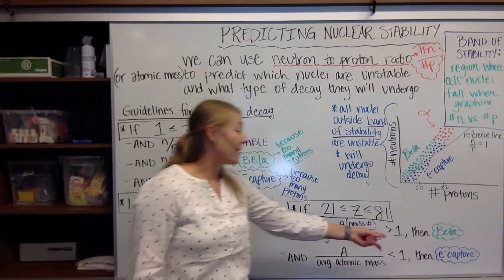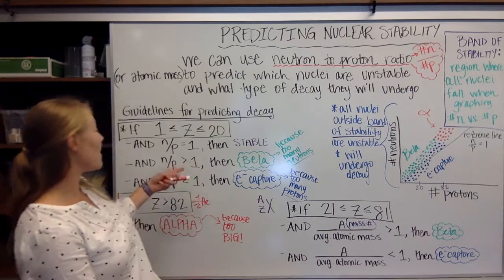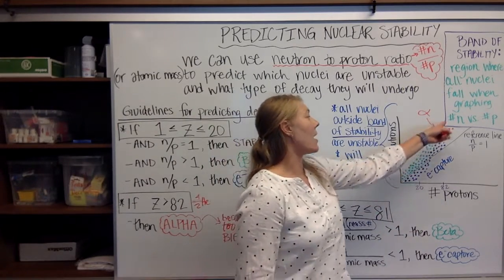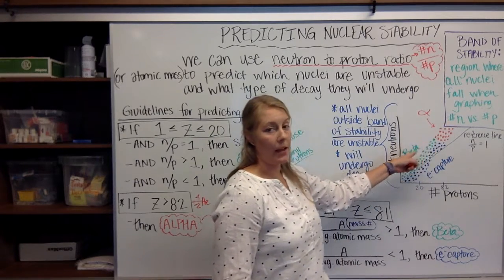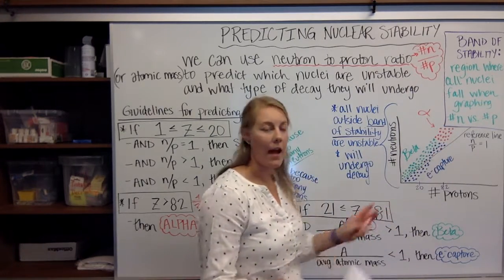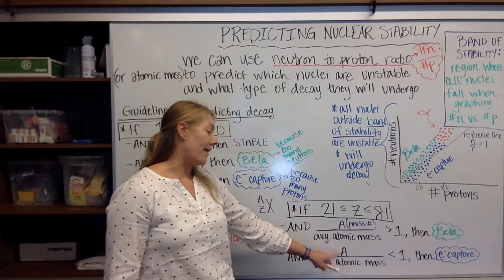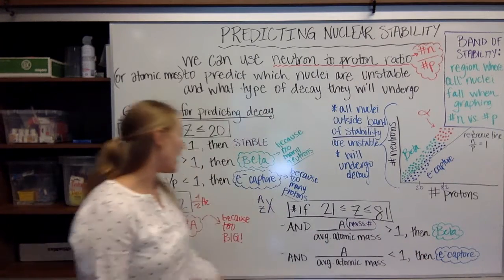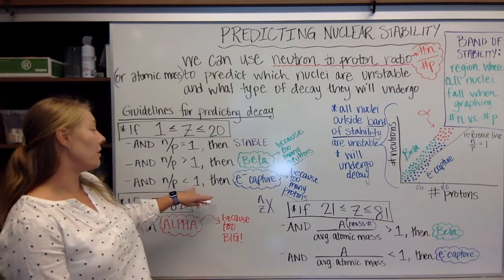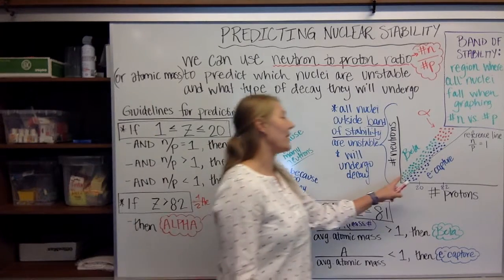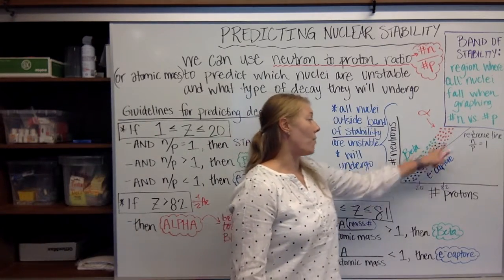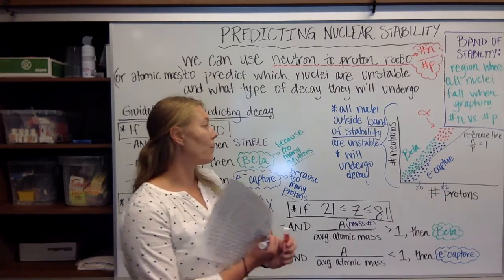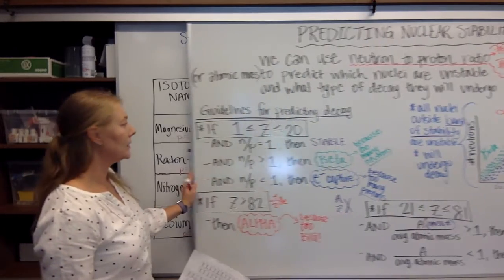If that number comes out to be greater than 1, just like up here, it's beta, okay? Because it's still going to be above the band of stability, the band where everything is stable. So it's going to be on the higher end. If that mass number over the average atomic mass is less than 1, then it's going to be electron capture, just like it is up here. Neutron to proton ratio less than 1, electron capture. That's because it's going to lie at the low end of the band of stability because there are too many protons. Okay, so let's look at what that practice would look like.